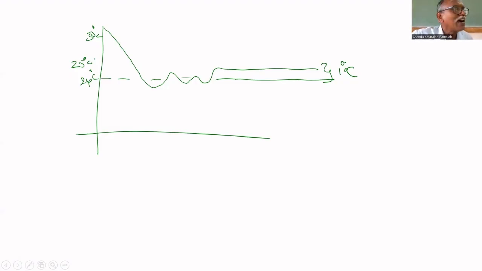Now, what is the error? 0. Error is 0. Still, I am giving additional input. Are you able to follow what I am saying? Still, I am giving additional input. That's why it is keeping at 60 kilometers. Now, the question is, this error is proportional to what?